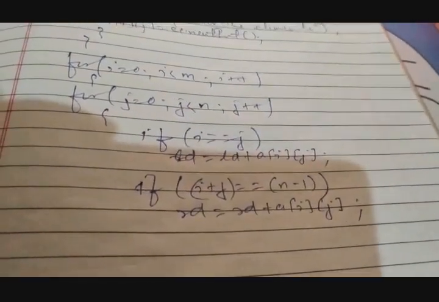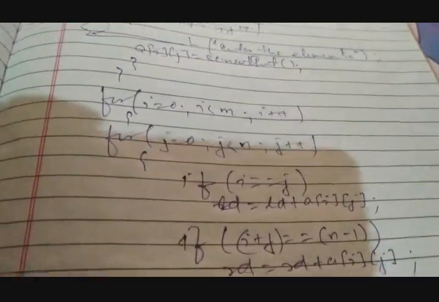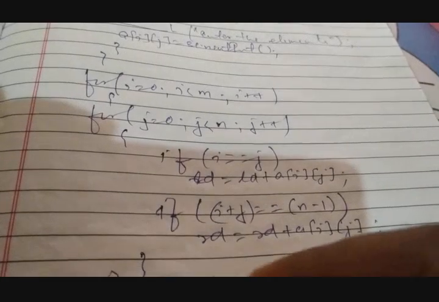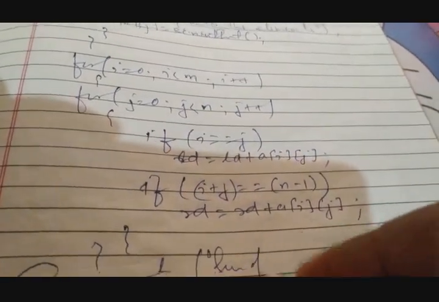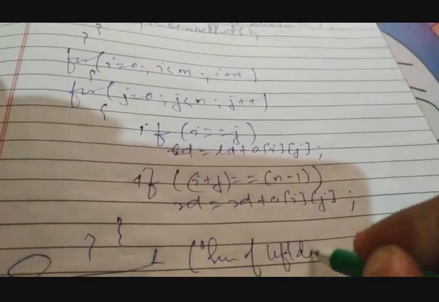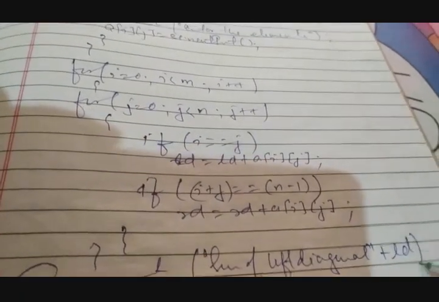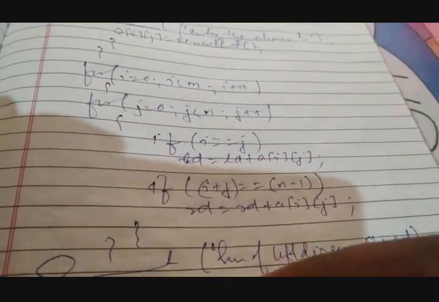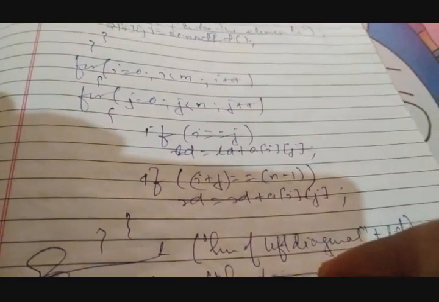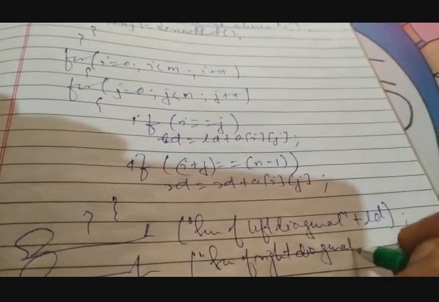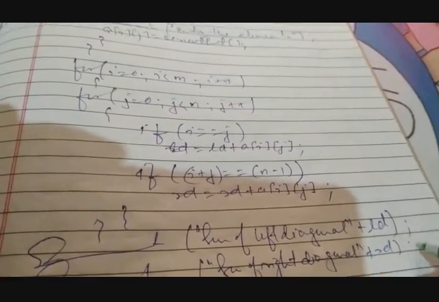And println: sum of left diagonal plus ld, sum of right diagonal plus rd. This is how you have to do it.